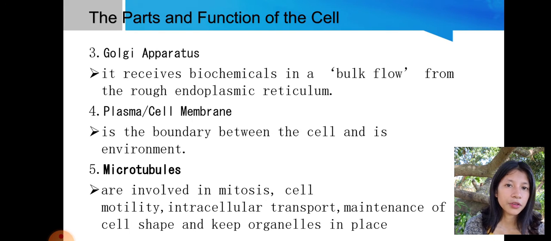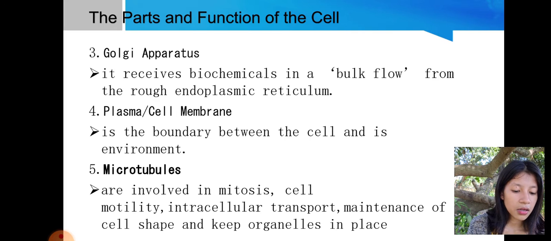Third part of eukaryotic cells is Golgi apparatus. It receives biochemicals in bulk form from the rough endoplasmic reticulum. Also, it is the only organelle in the cell that receives, modifies, concentrates, packs, and dispatches biochemicals for use inside and outside the cell.